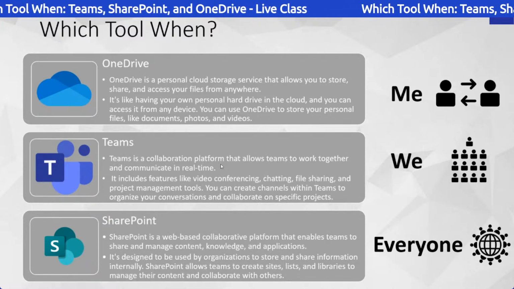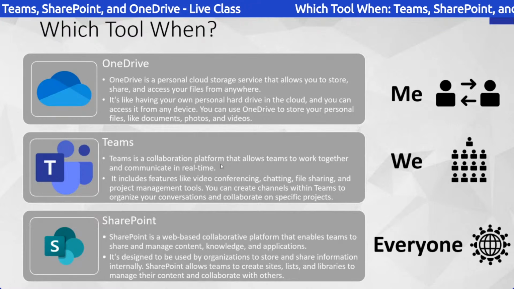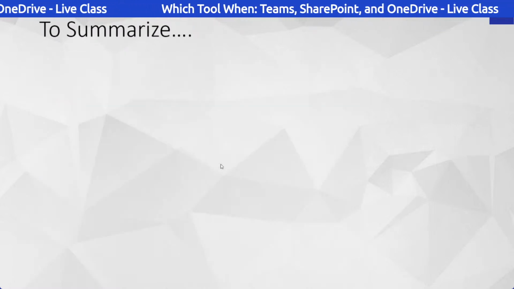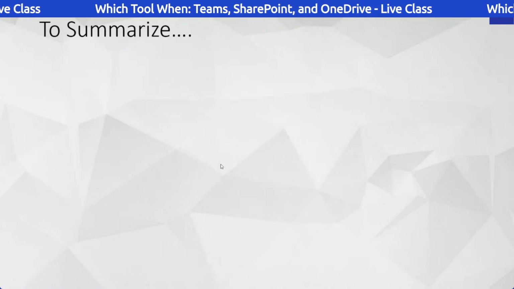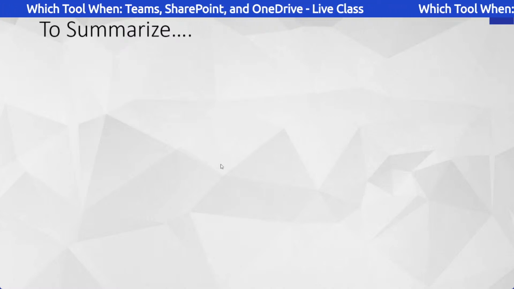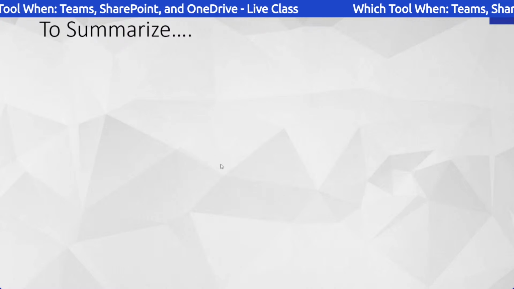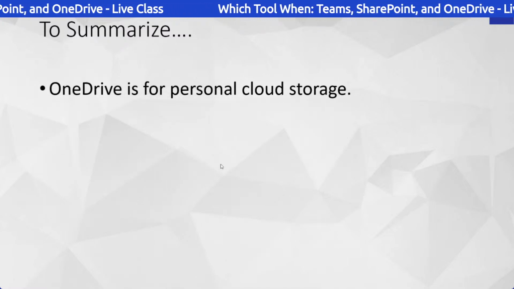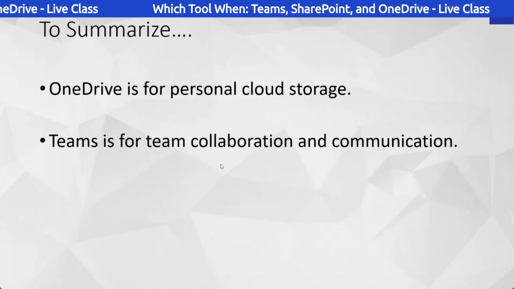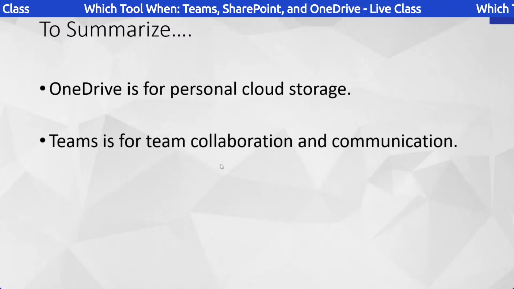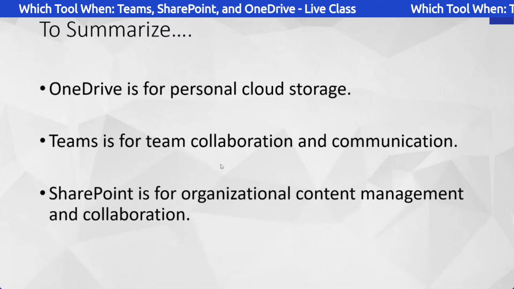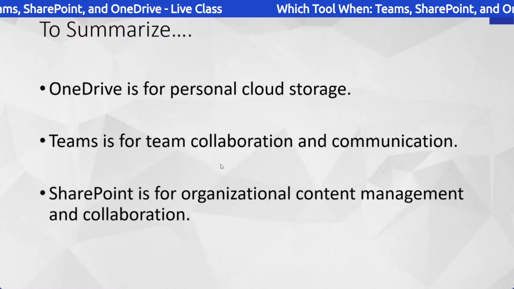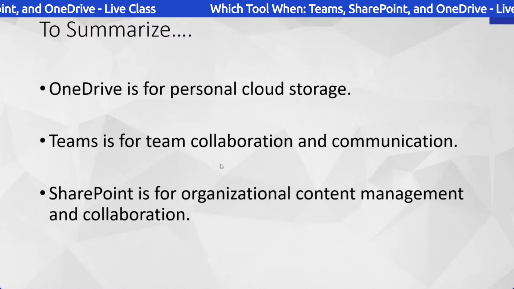Everyone's needs are different. So with that said, today what I want to do for all of you is summarize what these three things are, and then walk through a demo of each of them. That way you can see them. So to summarize, remember, OneDrive is for personal cloud storage, Teams is for team collaboration and communication, and SharePoint is for organizational content management and collaboration. All right, the entire organization, the point of sharing.